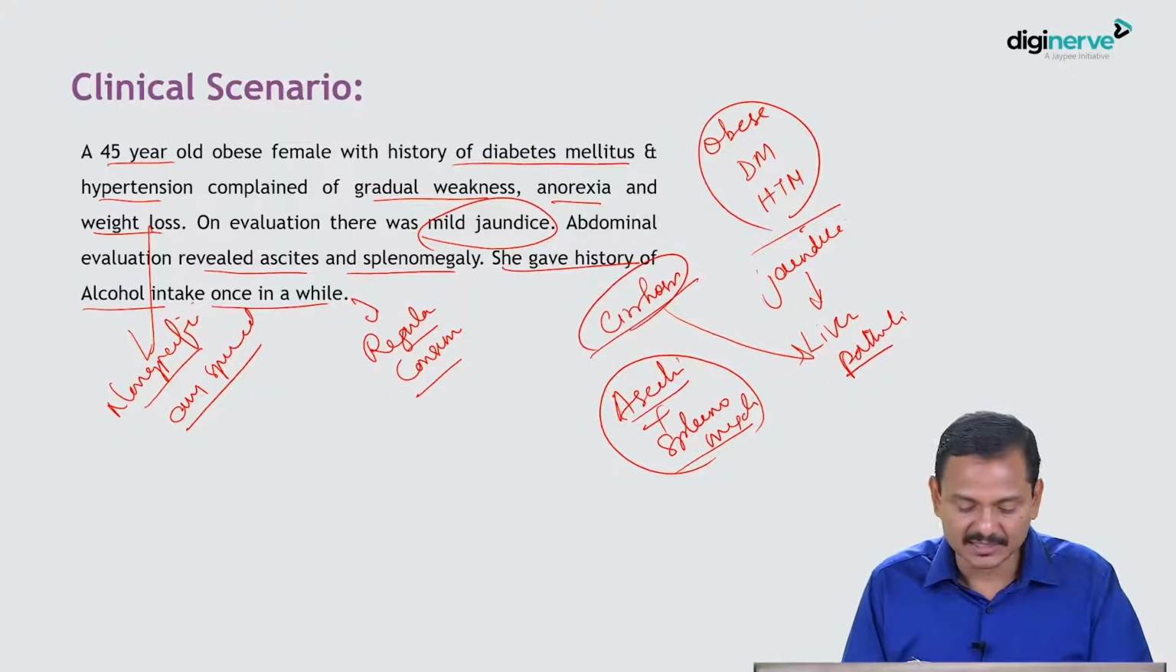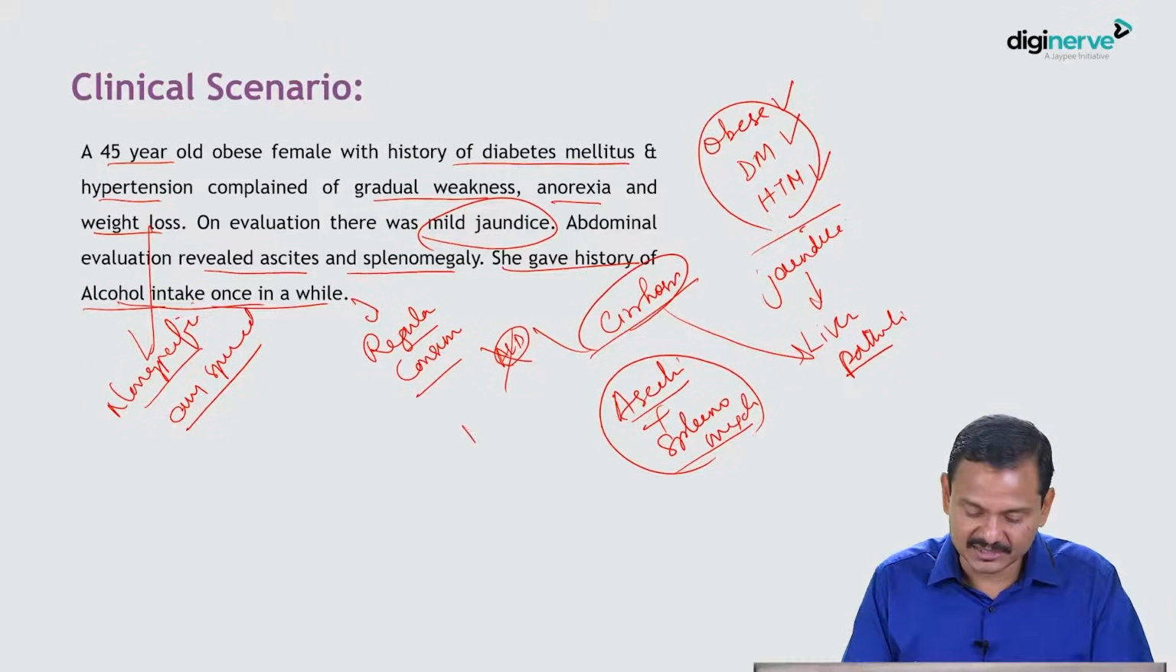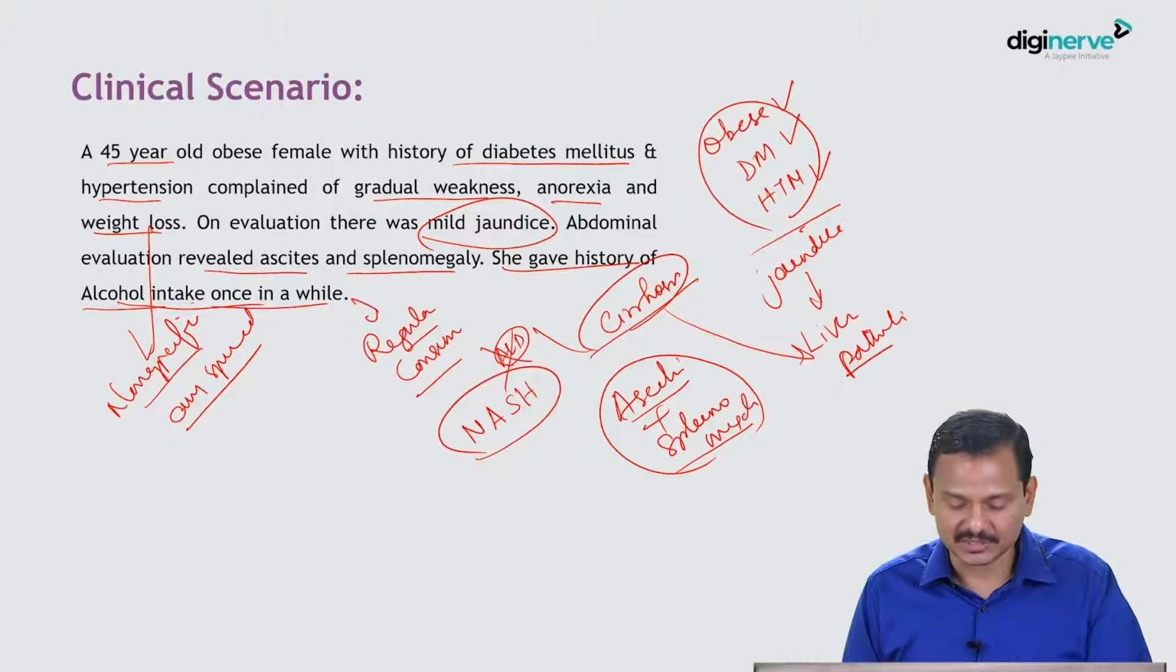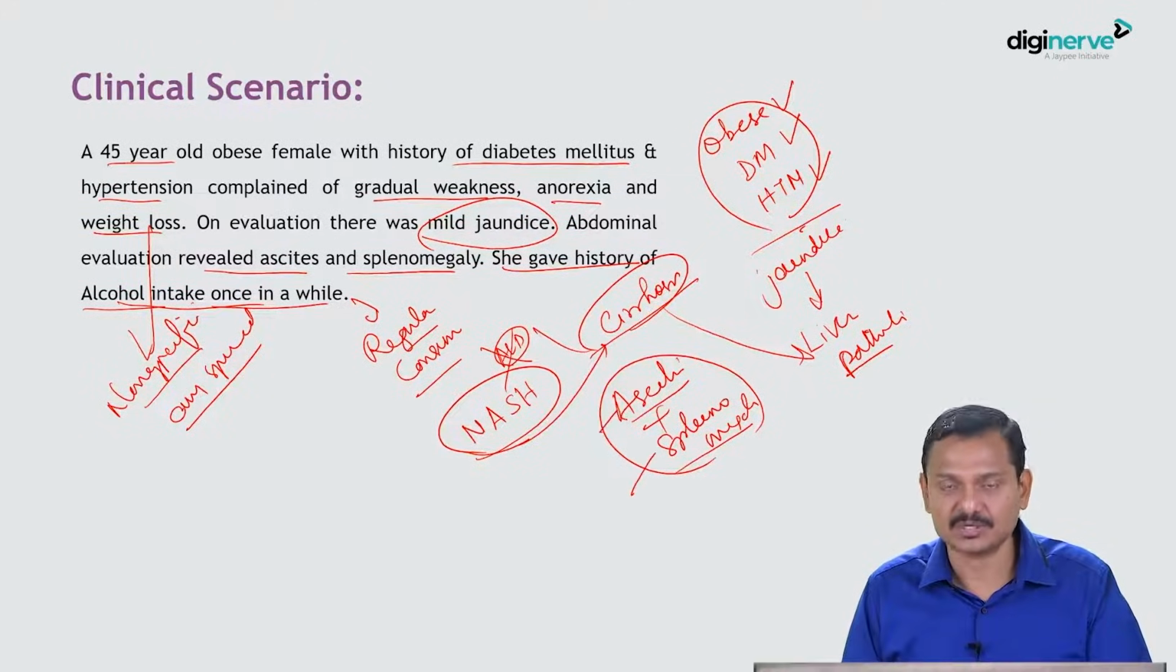So most likely the patient has cirrhosis, and what could be the etiological factors? In the previous case scenario we saw that it was because of alcoholic liver disease, but here she gives a history that she is not taking any alcohol, and she is obese, diabetic and hypertensive. So all this points towards NASH, or non-alcoholic steatohepatitis, and NASH can lead to cirrhosis, and cirrhosis can cause all the other symptoms like ascites, splenomegaly and the other complications.